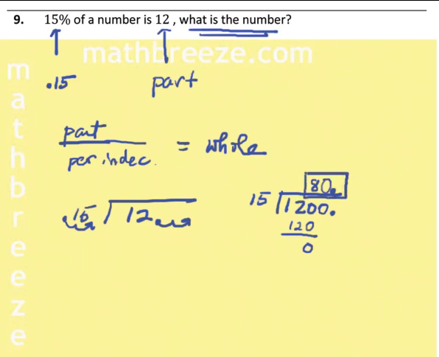Okay, so 15% of a number is 12. The number is 80. Okay, that means that 15% of 80 is 12.